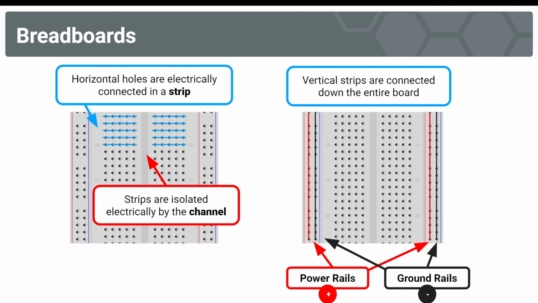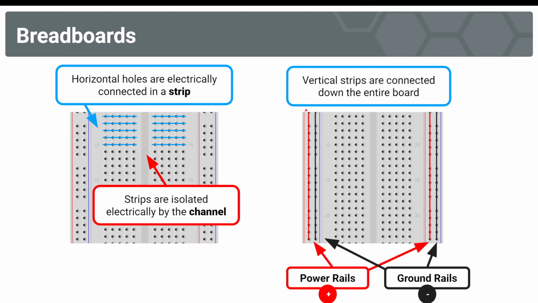Let's look at the diagram on the left. We have holes. Horizontally, these holes are connected in a strip, so current can travel freely across one of these strips. It's important to know that strips are isolated electrically by what we call the channel of the breadboard. We have holes that can be arranged horizontally across the channel, but the holes are not fully connected across the channel. We have one strip here and one strip here. And when we arrange components in the holes, we will put one terminal on one strip and the other terminal on the next strip.